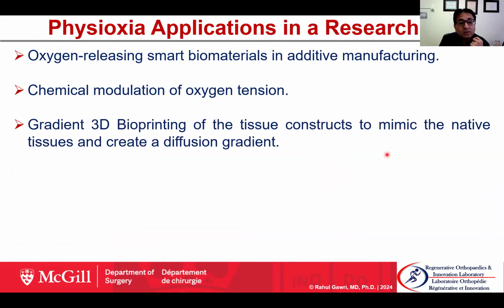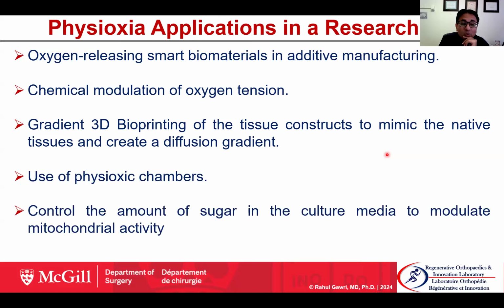We can also do 3D gradient bioprinting that Dr. Rosenzweig talked about, because we know, for example, in tumors, the central core is hypoxic because there is no blood supply. So we can make that gradient. We can use physiologic chambers, and we can control the amount of sugar in the culture media, which Tariq will talk more about, because that also modulates your mitochondrial activity. If you have the right or physioxic oxygen concentrations, the sugar can drive the cell to change their physiology.